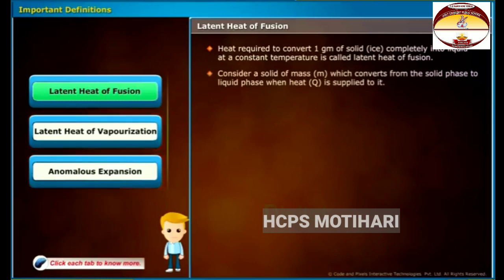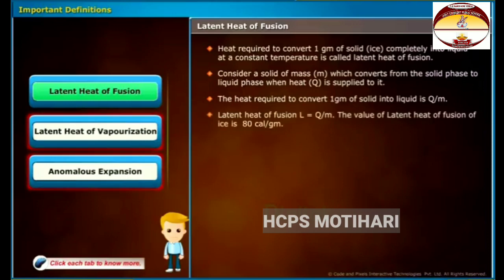Consider a solid of mass m, which converts from the solid phase to liquid phase when heat Q is supplied to it. The heat required to convert 1 gram of solid into liquid is Q by m. Latent heat of fusion L is equal to Q by m. The value of latent heat of fusion of ice is 80 calorie per gram.